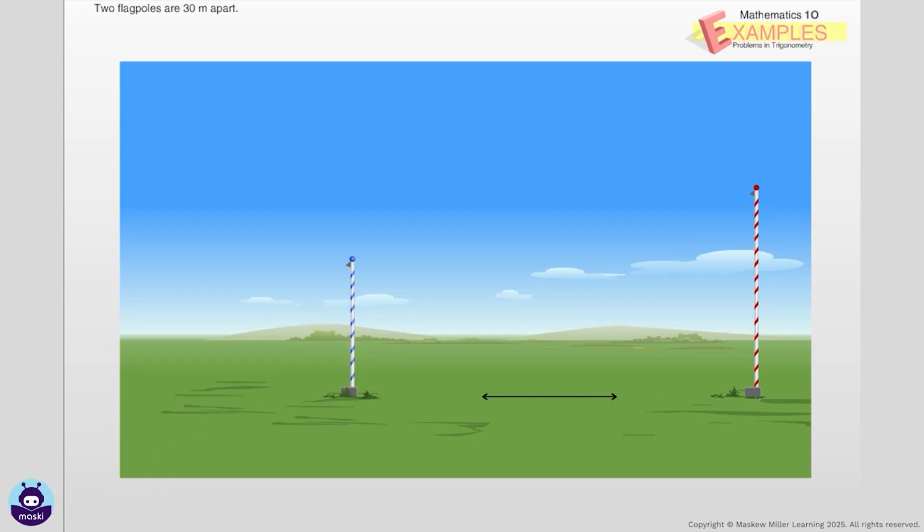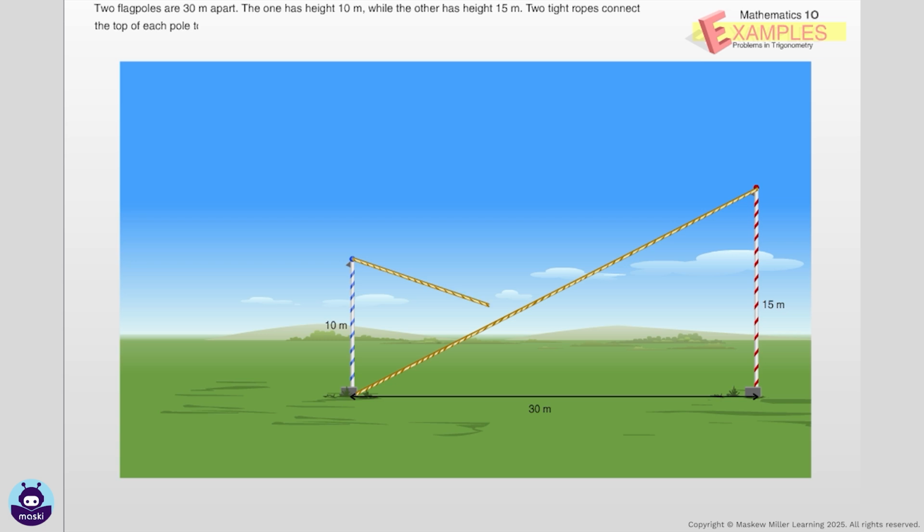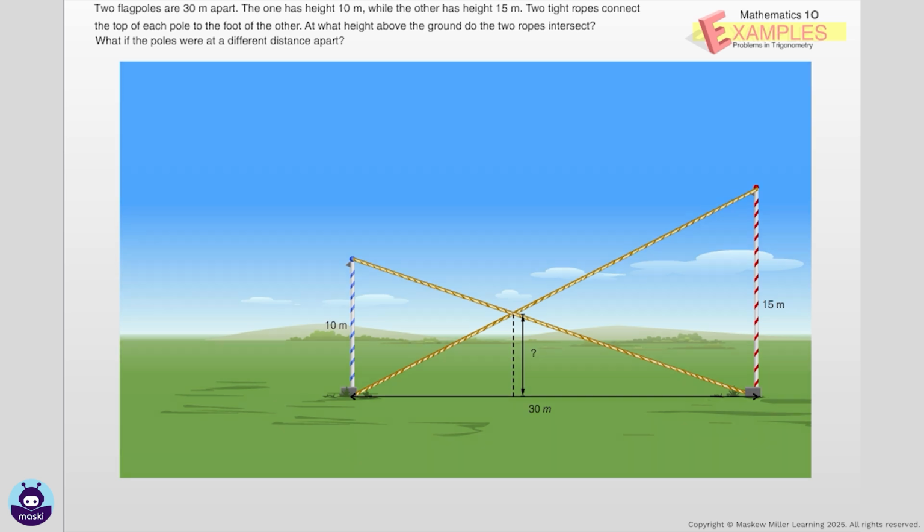Two flagpoles are 30 meters apart. One has a height of 10 meters, while the other has a height of 15 meters. Two tight ropes connect the top of each pole to the foot of the other. At what height above the ground do the two ropes intersect? What if the poles were at a different distance apart?